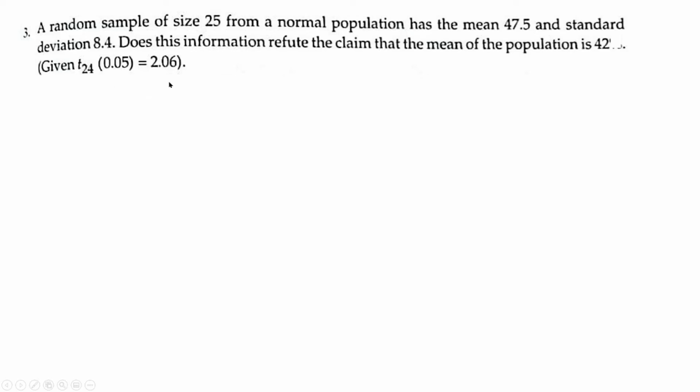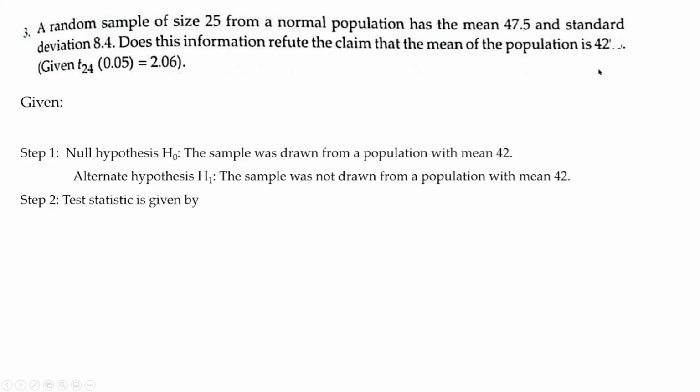it is 2.06. So here it is given a random sample of size 25 is having a mean of 47.5 and standard deviation of 8.4. Now we have to check whether there is any significant deviation from the population mean of 42. So first let us write given n equal to 25, x bar equal to 47.5, that is the sample mean. Small s, the sample standard deviation is 8.4 and the population mean is 42. So all these are given in the question.